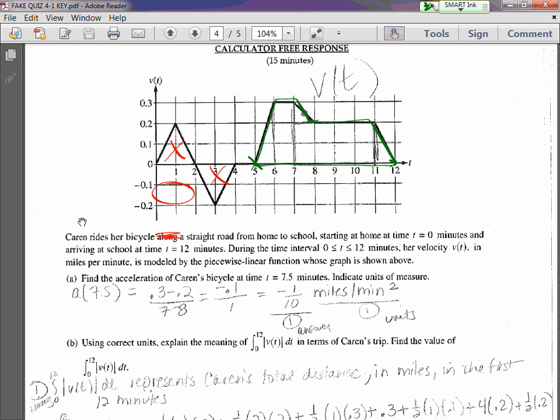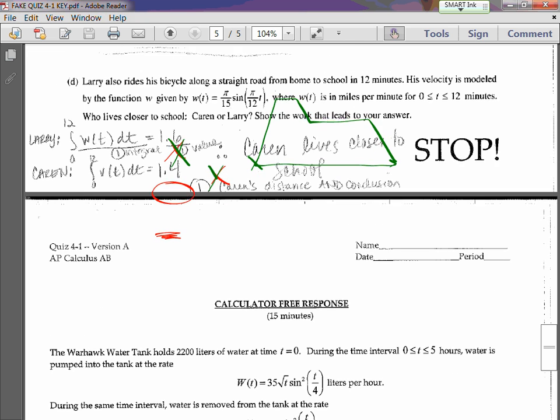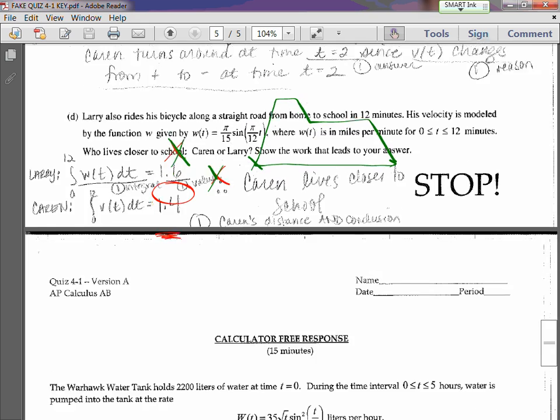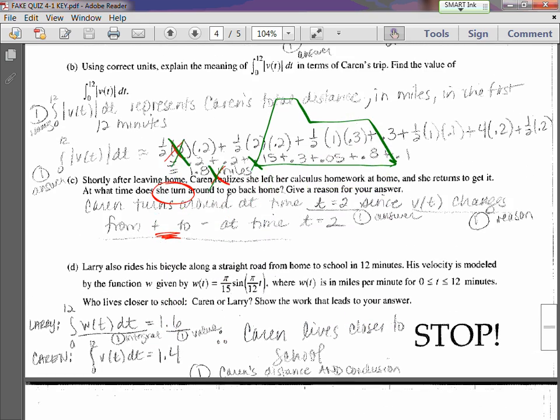So you could do it over the entire interval 0 to 12, because these areas cancel each other out, because she went a certain distance and then went back that same amount. But to save yourself time, just look from 5 to 12, because this is when she started from home and went straight to school without coming back. So your area underneath the curve there ended up being 1.4, so Karen's closer. It's like getting shorter by just using the answer from B and just subtracting the distance from 3 to 4. Yeah, that would be fine.